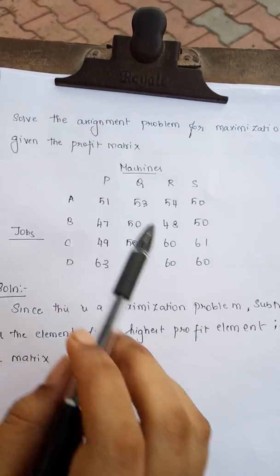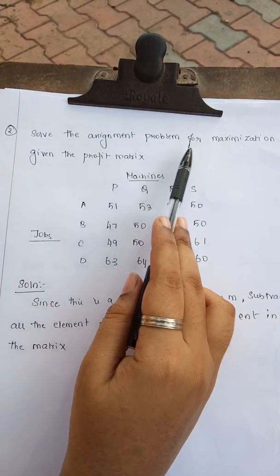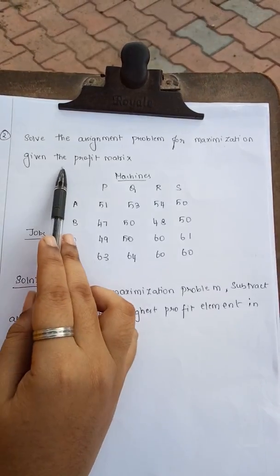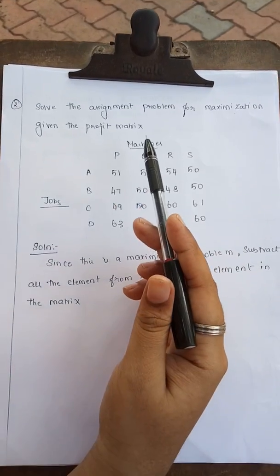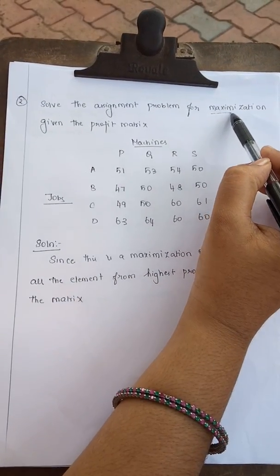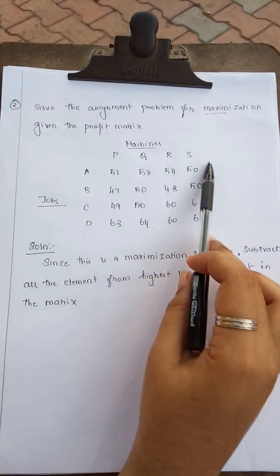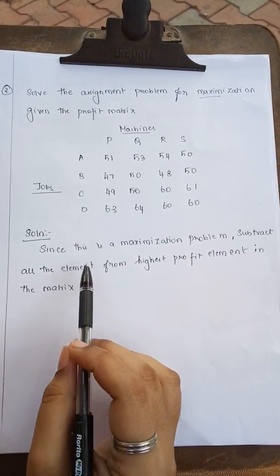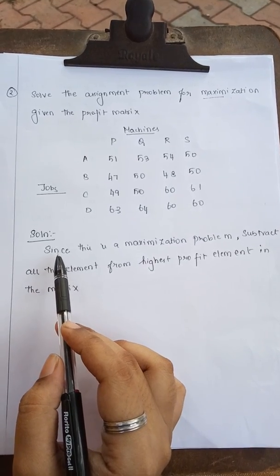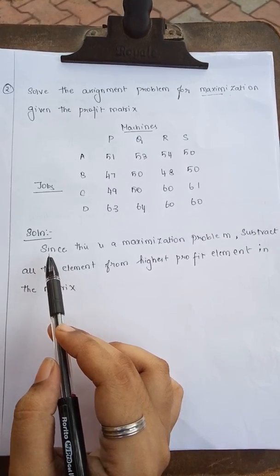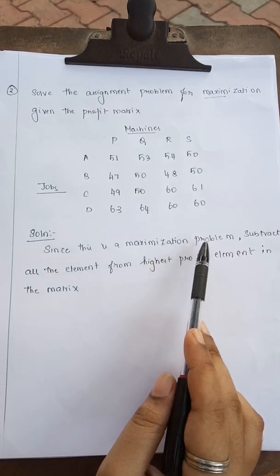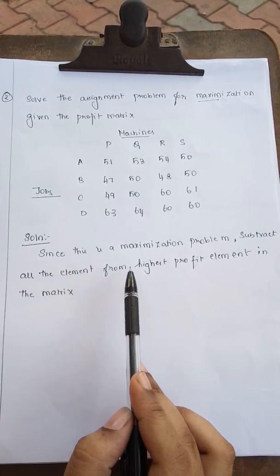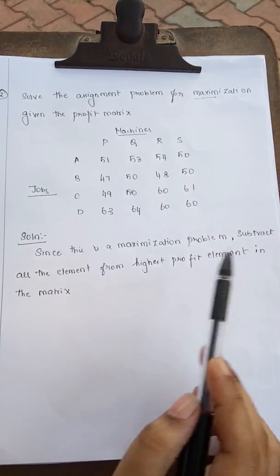First, solve the assignment problem for maximization given the profit matrix. So in the question itself they specified it is a maximization problem, so they have given the profit matrix and we will start our solution. The first step in a maximization problem is to convert it into a minimization problem. Since this is a maximization problem, subtract all the elements from the highest profit element in the matrix.